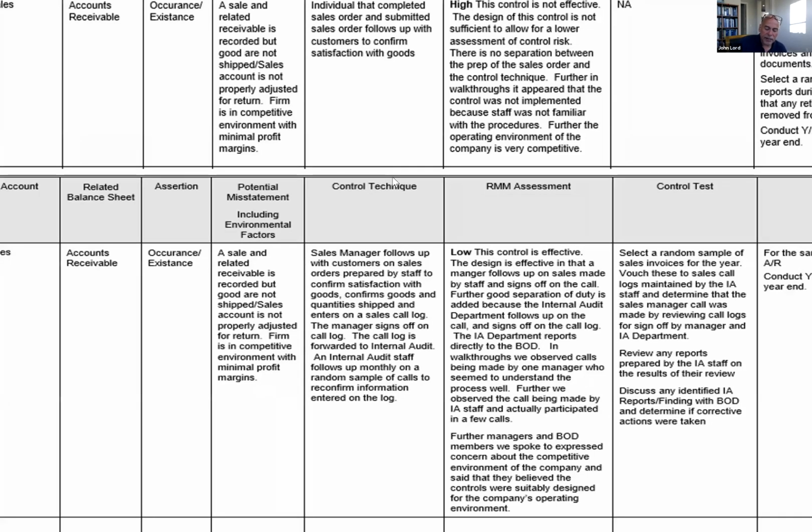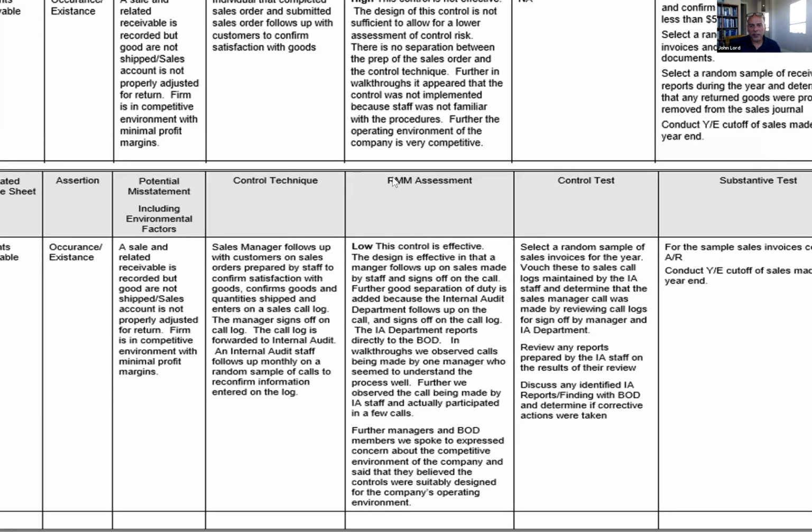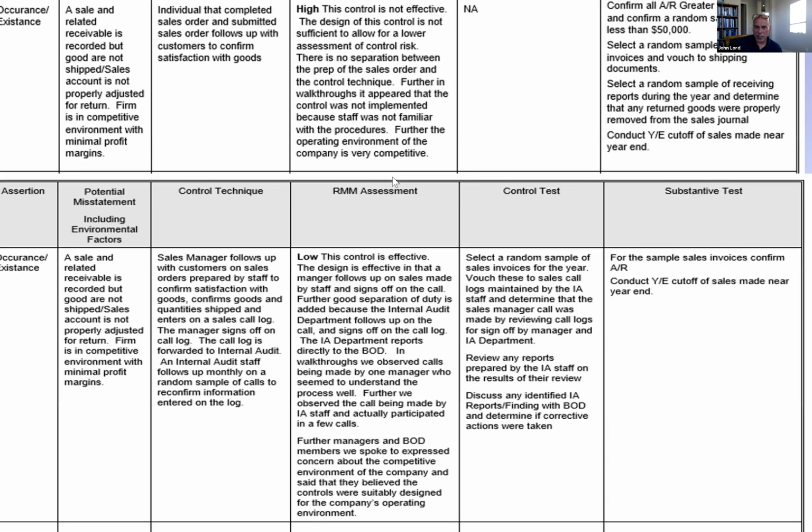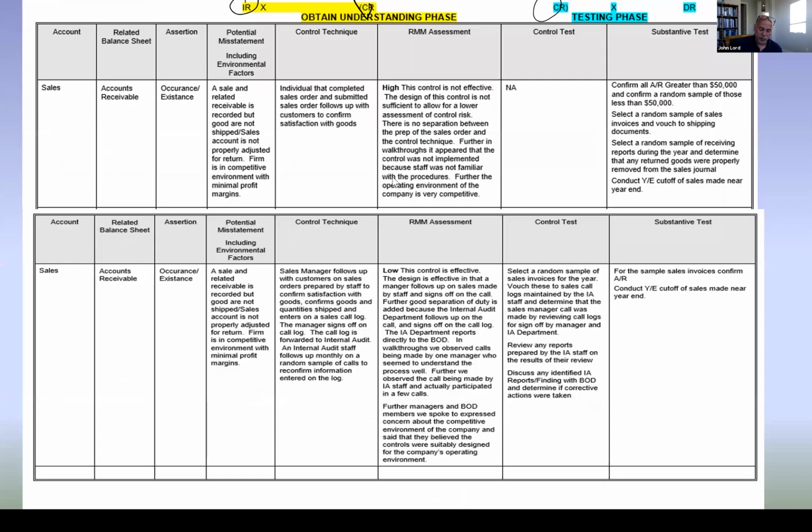Since I thought the controls had operating effectiveness, I set the control risk at low. Now I have to test the operating effectiveness. And so now I get a sample of those call logs, and I look at those call logs and I see that they were signed off on, etc. And after I do all that, then I don't have to do as much substantive testing because I've gotten some comfort level with the internal controls by all this other work I did.